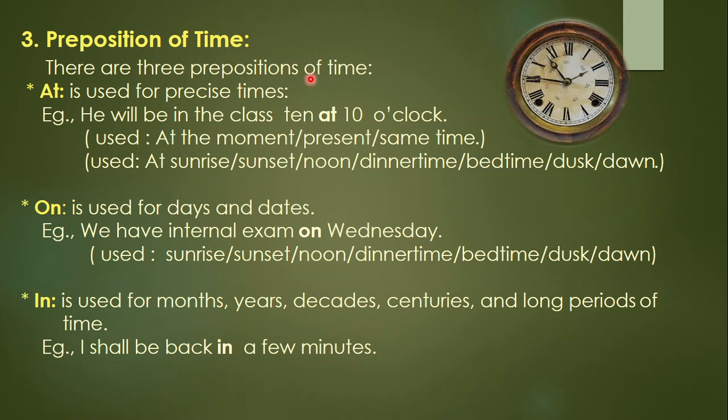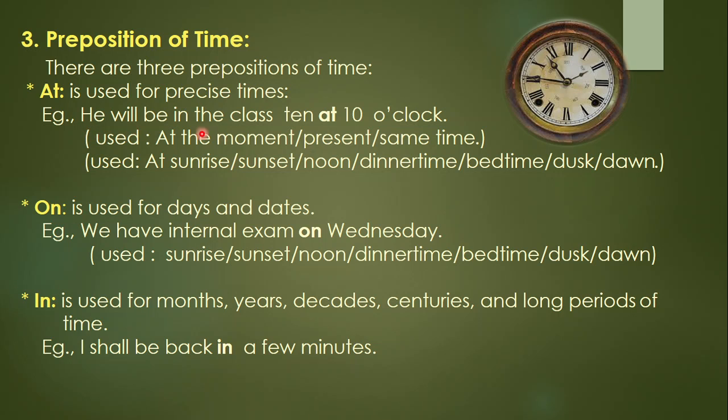And the third type of preposition is preposition of time. There are three prepositions of time: at, on, in. Let us go one by one. At is used for precise times. Okay, so at is used for precise time, exactly.